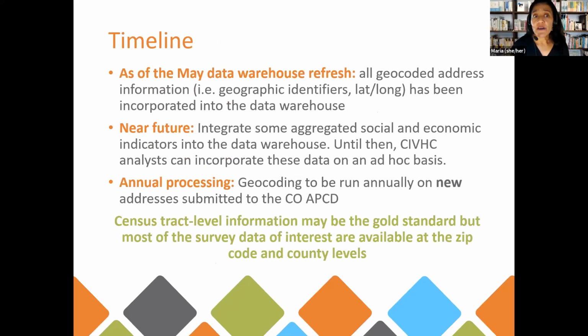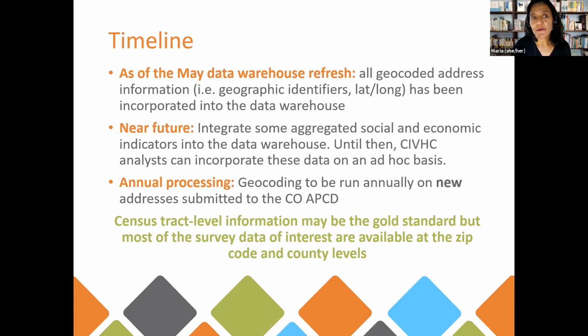So we completed the phase of geocoding all the addresses, as I said, the addresses of patients and the addresses of providers. And this data is already living in the data warehouse. So every patient has not only an address, but also a geographic identifier that will allow us the linkage. In the near future, we will have a series of the most commonly used socioeconomic indicator variables. But until we develop all of them, we will be creating those on an ad hoc basis. We are planning to do this annually, so every year we will be geocoding any new addresses that are submitted to the Colorado APCD.